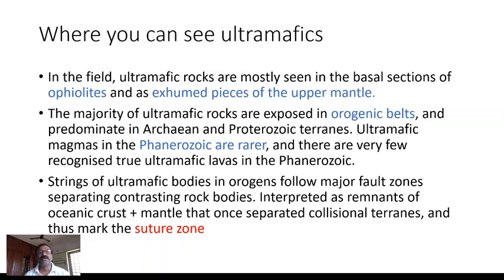In the field, you can expect ultramafic rocks mostly in the basal section of the ophiolites. You know what is ophiolite? Ophiolite is the oceanic crust plus the upper part of the mantle, which is seen above the mean sea level or attached to the continental rocks. So they are exhumed pieces of upper mantle. The majority of the ultramafic rocks are exposed in orogenic belts. That is, normally you can see these ultramafic rocks in Archean and Proterozoic mountain chains. And ultramafic magmas, you know that they are rare in the Phanerozoic era.